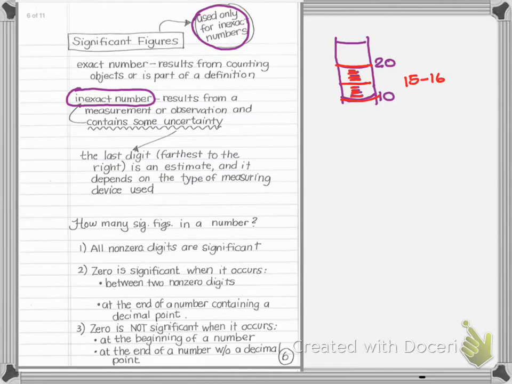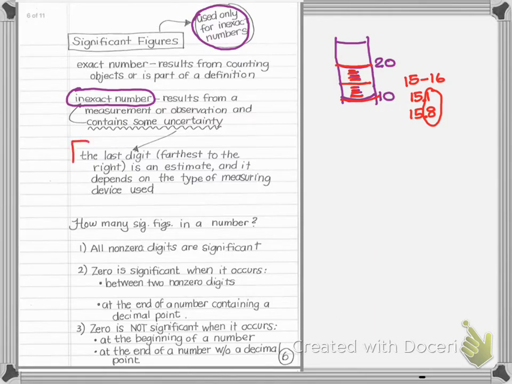Well, there's no line between 15 and 16, so I would have to estimate. If it was really close to the 15, I might say 15.1. If it was really close to the 16, I might say, oh, it's a 15.8 or a 15.9. These numbers right here, I don't know for certain. They have uncertainty. So they're inexact. And measurements, by their very nature, have a last digit that is inexact.